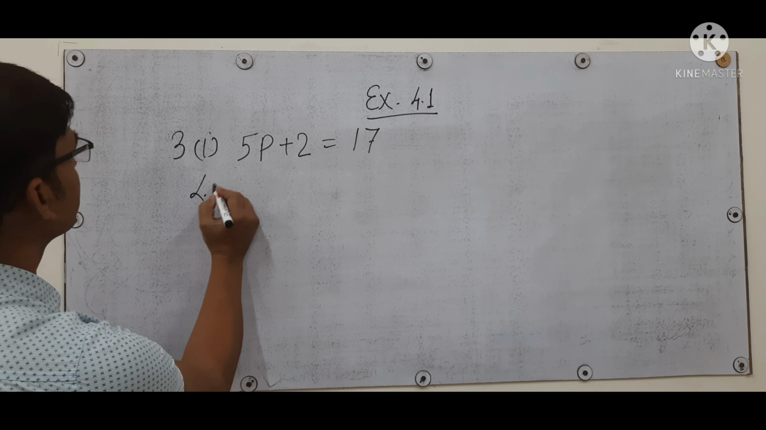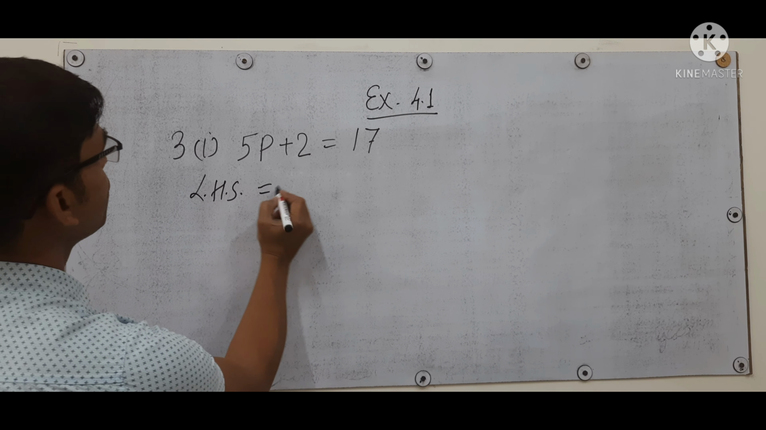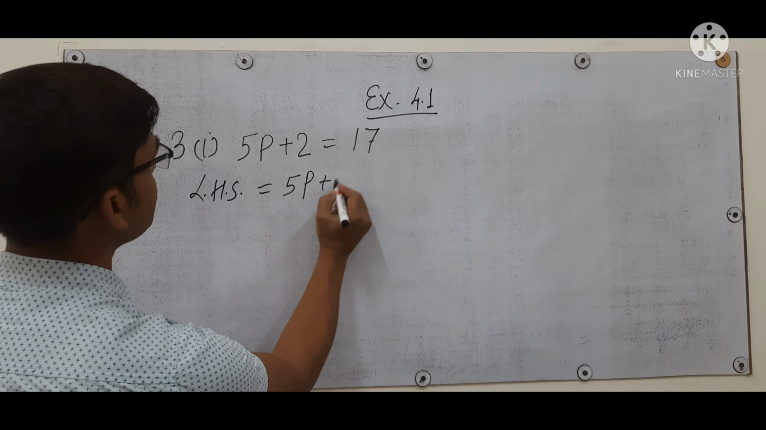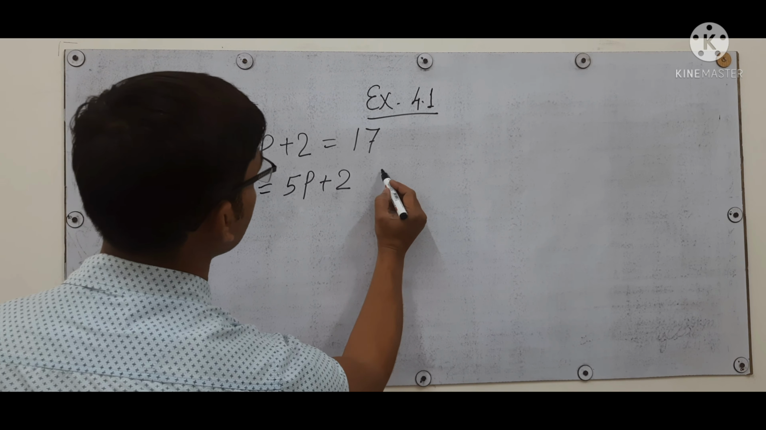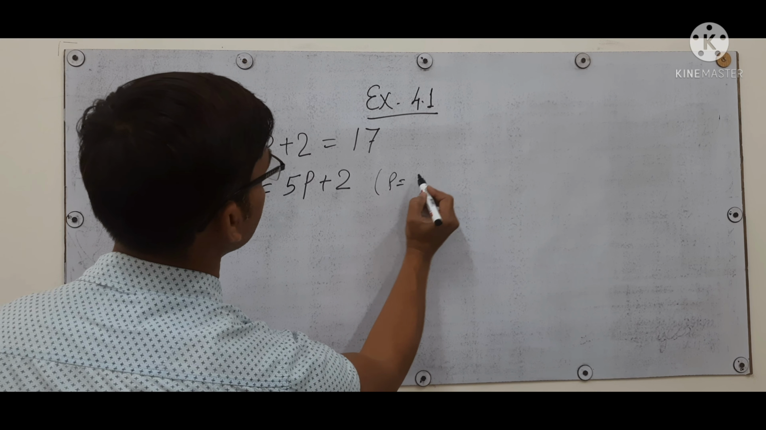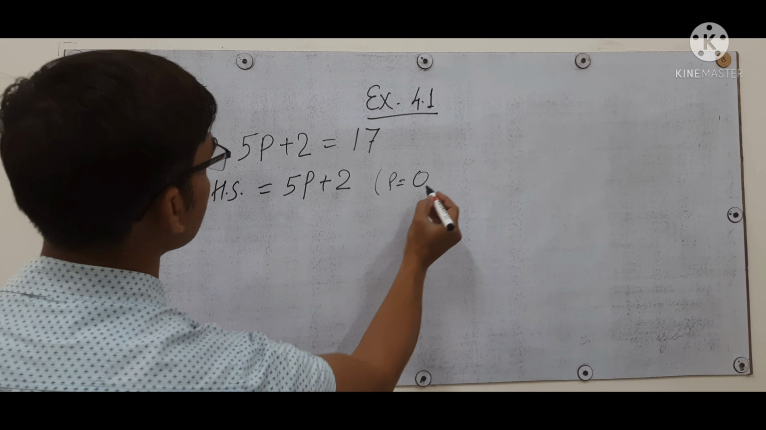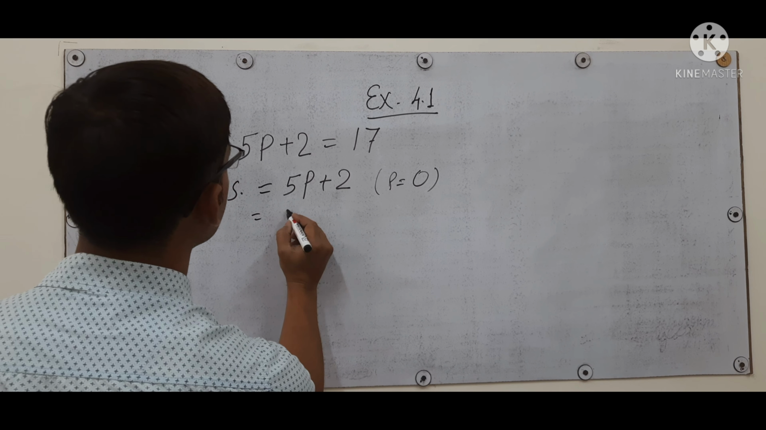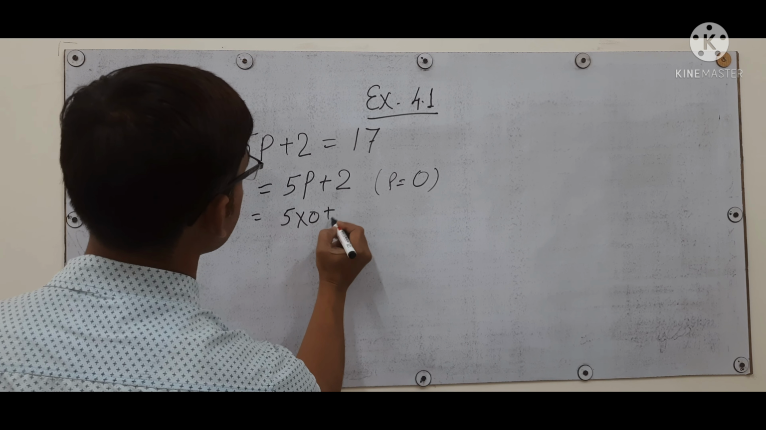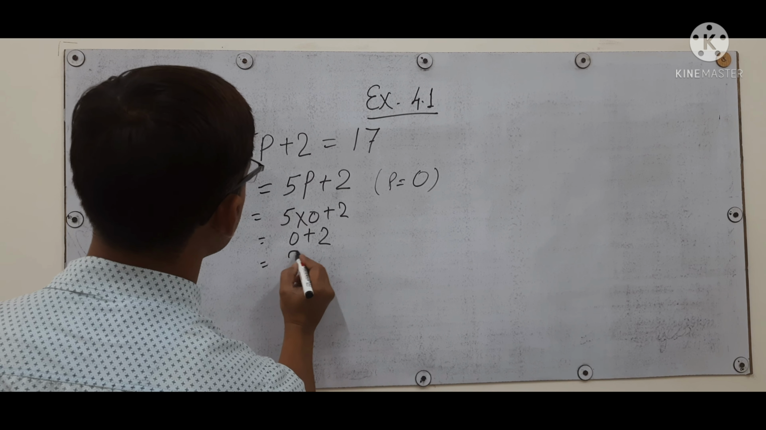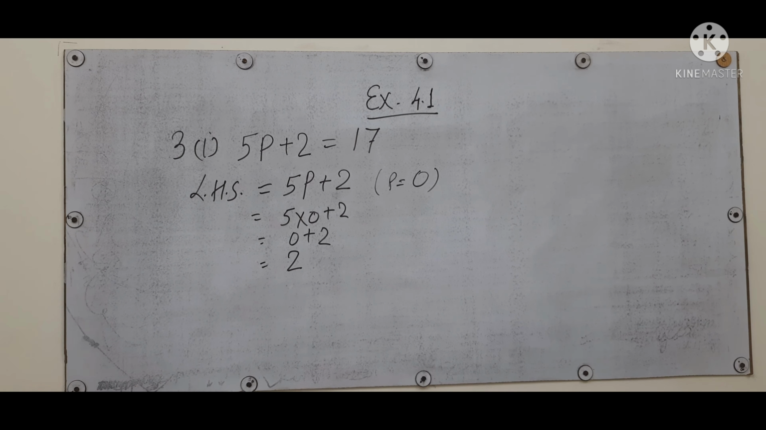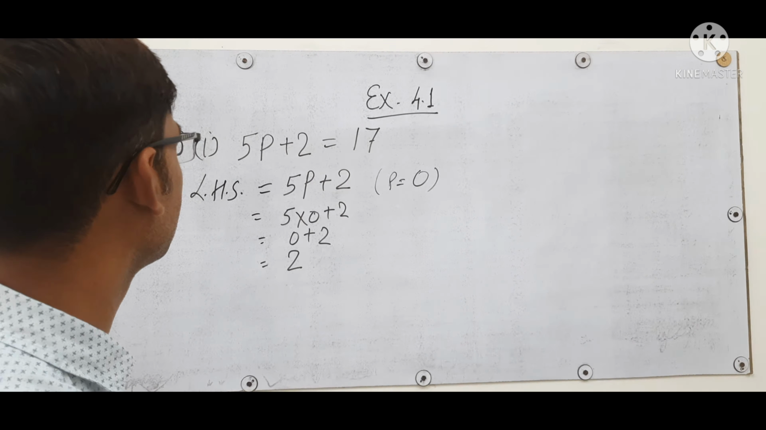So let's do it. Here it is 5p plus 2 equal to 17. First of all we will take the left hand side, which is 5p plus 2. Now we will put the value of p, starting from p equal to 0. If p equals 0, then the answer will be 5 cross 0 plus 2, which is 0 plus 2, that is 2. So 5p plus 2 must be equal to 17, but here it comes to 2.